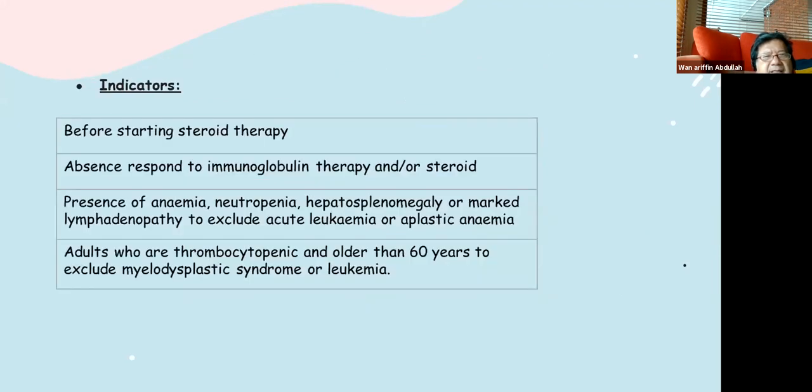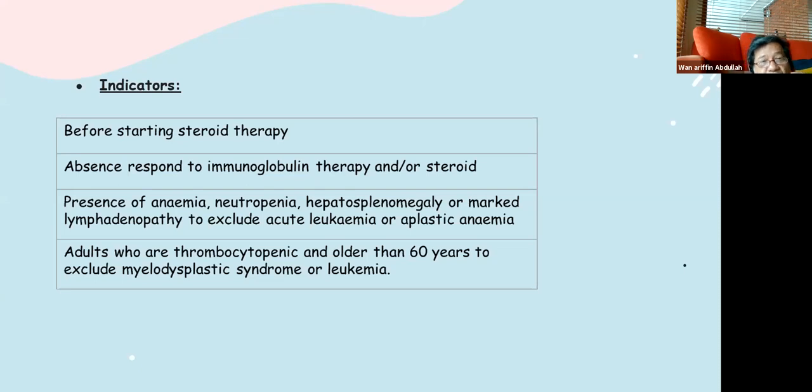treatment indicators, yeah. So steroid therapy, you're doing bone marrow before starting steroid therapy because you want to exclude leukemia, right? Like you said, you don't want to mask the leukemia because steroid is one of the treatments for leukemia as well. So when you give steroid, you partially treat the leukemia. So you delay the diagnosis, and giving steroid alone in leukemia also can cause the patient to have poor prognosis. So if you give steroid and this turns out to be leukemia, then you're converting a good prognosis leukemia to a poor prognosis leukemia.